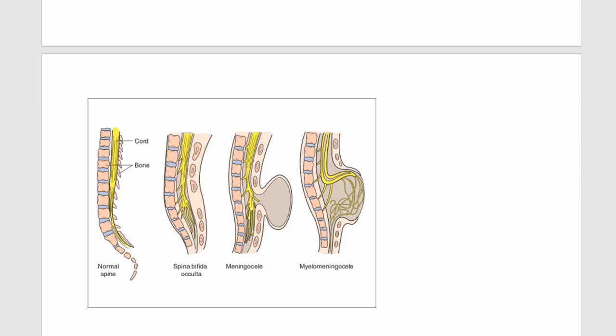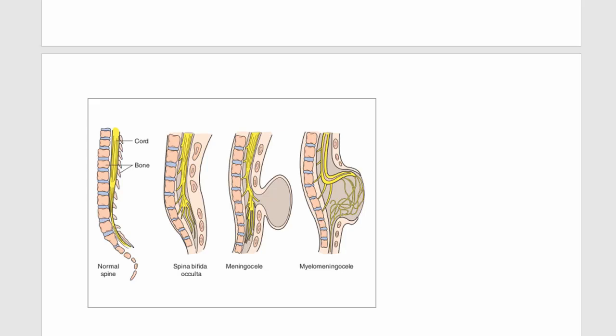So spina bifida is a congenital condition, so one that usually starts from birth, when the neural tube, which eventually develops into the spinal cord, fails to close completely during embryonic development. So this is an embryology question. So this incomplete closure leads to a range of spinal cord and spinal column abnormalities.